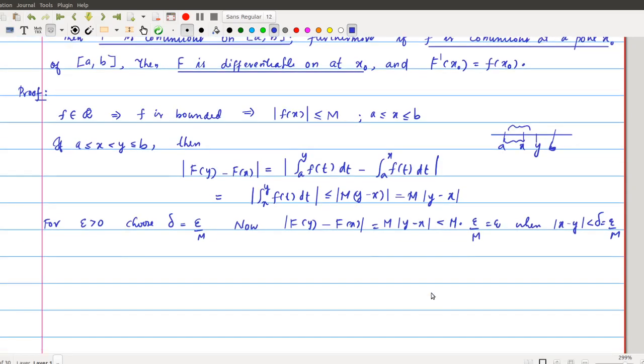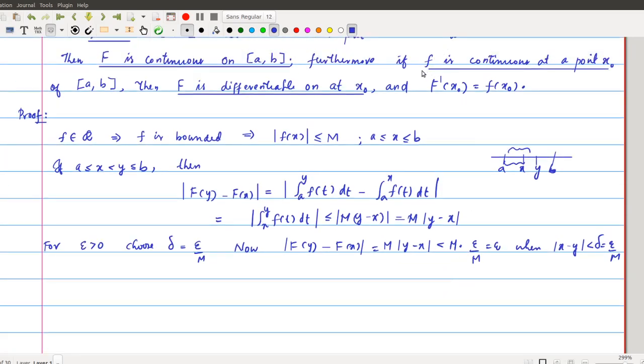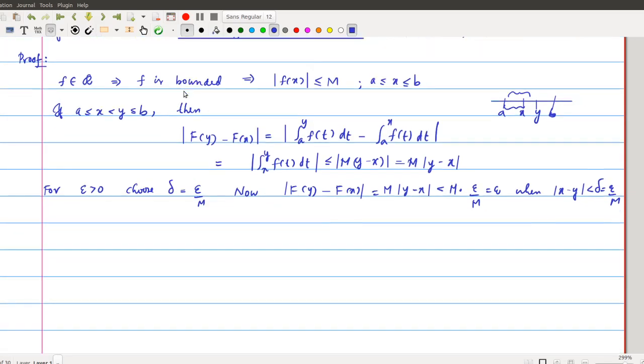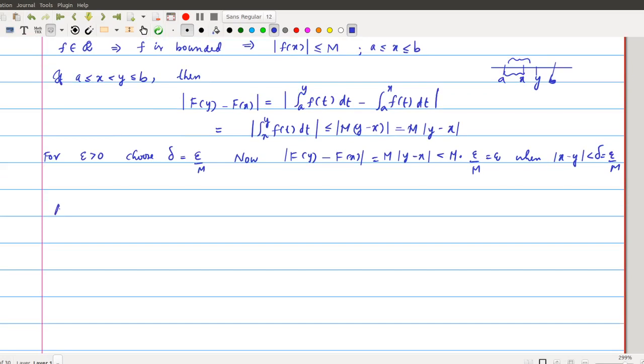Now our next assumption is that f is continuous. The small f is continuous at x naught. At that point we'll prove the differentiability of this capital F. So next assume that f is continuous at x equal to x naught.